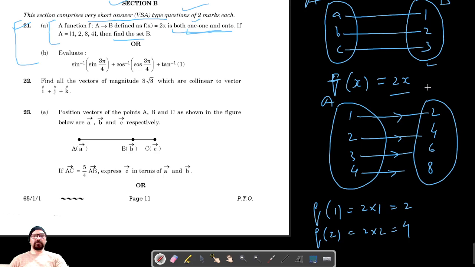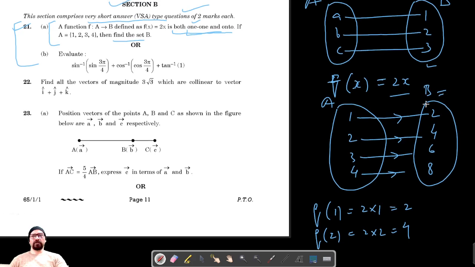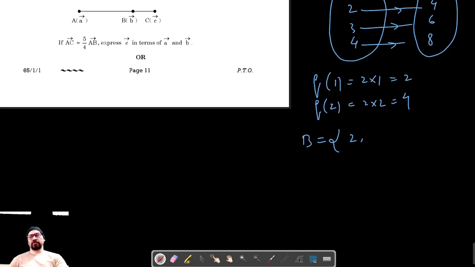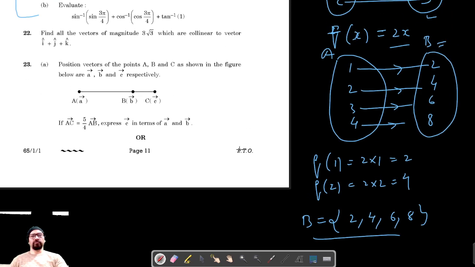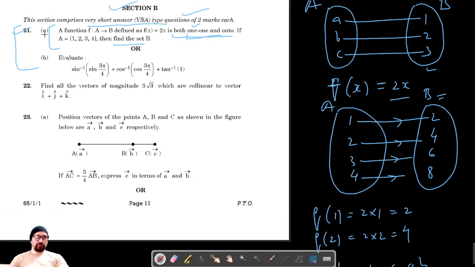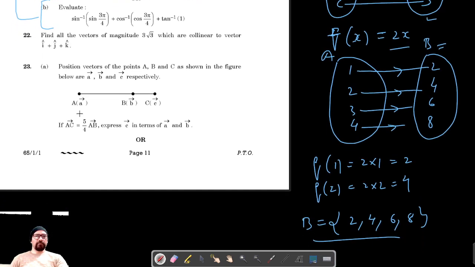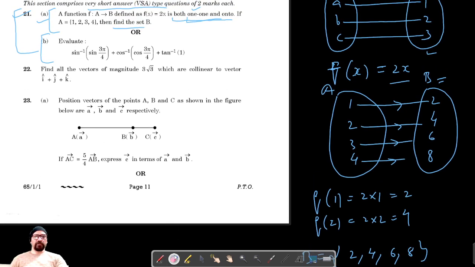So this function was defined from set A to B. So set B is the set of all the elements, that is the range, this is 2, 4, 6, 8. So this solves the part A. Let's move on to part B, for which we have to evaluate sine inverse.